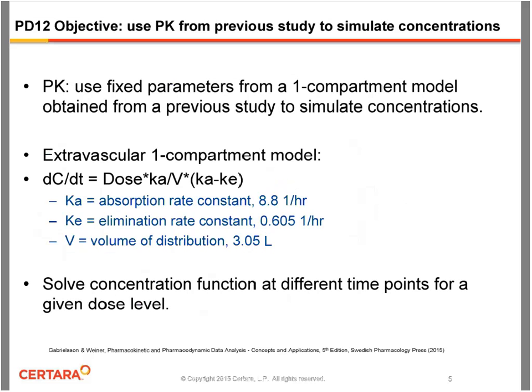So this is going to be an extravascular one-compartment model where the concentration function has an absorption rate constant of 8.8 per hour, the elimination rate constant of 0.605 per hour, a volume of distribution of 3.05 liters. And what we can do in the simulation is solve the concentration function at different time points for different dose levels.